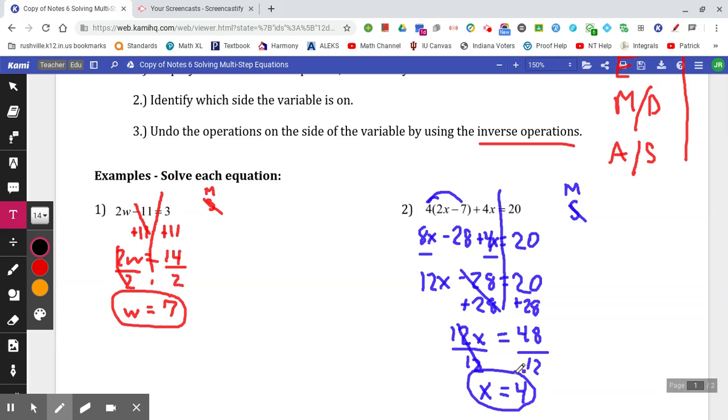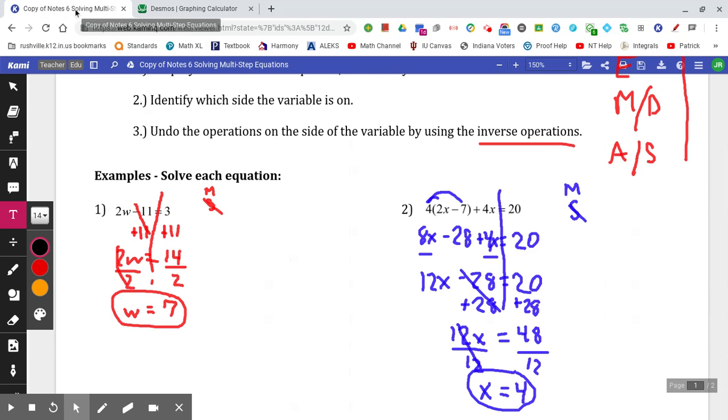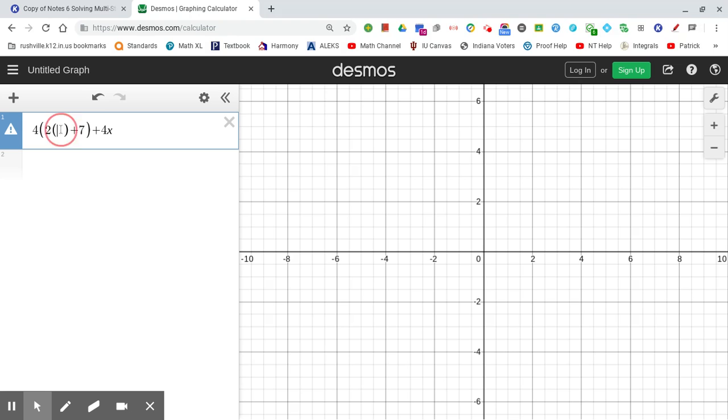Final answer. And you can double check by plugging it in, or here's another way how you can double check. So what I did here was I typed in the original left-hand side where the variable was located. All right, so that was 4, and then in parentheses 2x plus 7 and then close parentheses plus 4x. Now we figured out what x was, so I'm going to put parentheses around it, and I'm going to plug in the value for x, which we determined was 4. So I'm going to replace x with 4, and I'm also going to replace x with 4 right here.